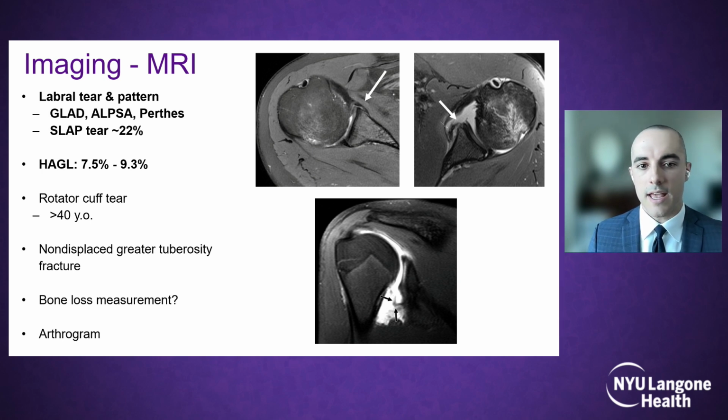resulting in an associated SLAP tear. And a coronal view can help rule out the presence of a HAGL lesion, in which you see either intra-articular contrast or intra-articular hematoma present through the axillary pouch and into the inferior musculature. And this is often missed or underreported, even though it's reported with an incidence of about 7.5 to 9%. The incidence of this is likely higher as it's typically missed.